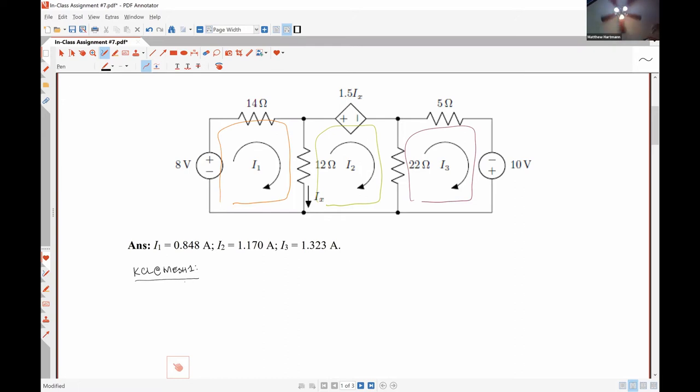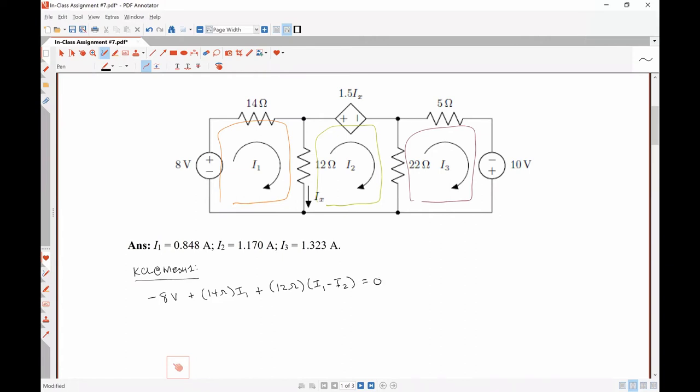So starting at the bottom left-hand corner and following mesh current I1 around its clockwise loop, we have negative 8 volts plus 14 ohms times I1 plus 12 ohms times (I1 minus I2).